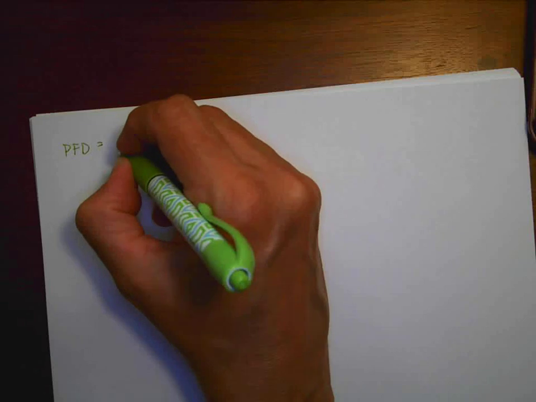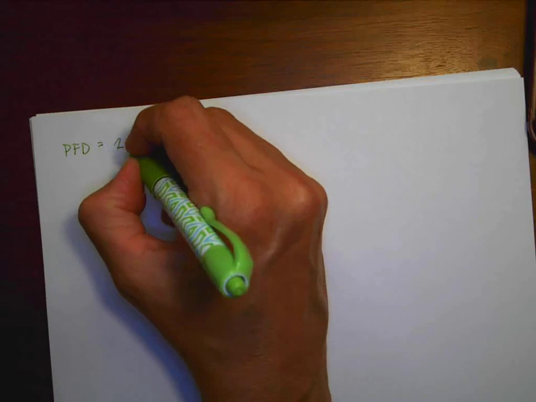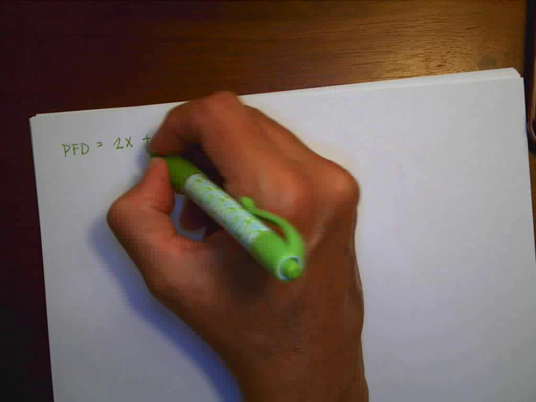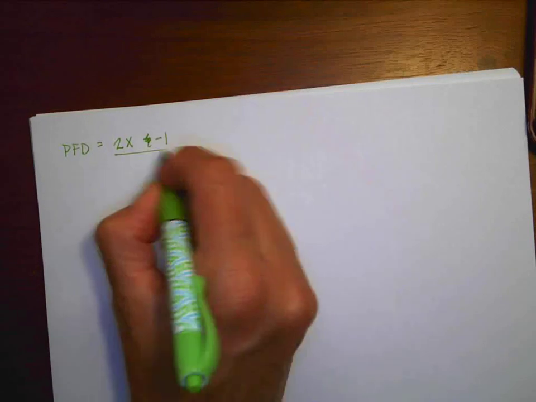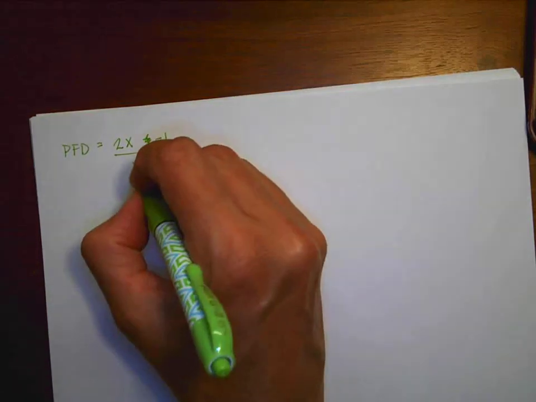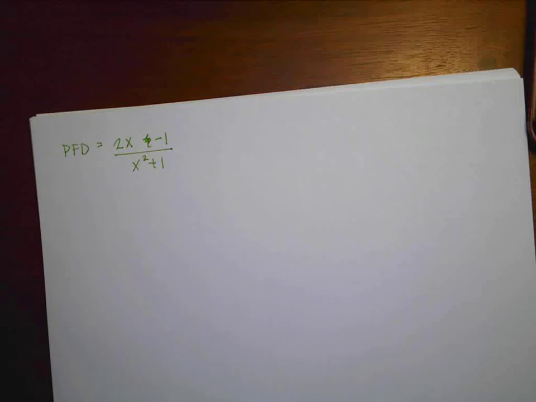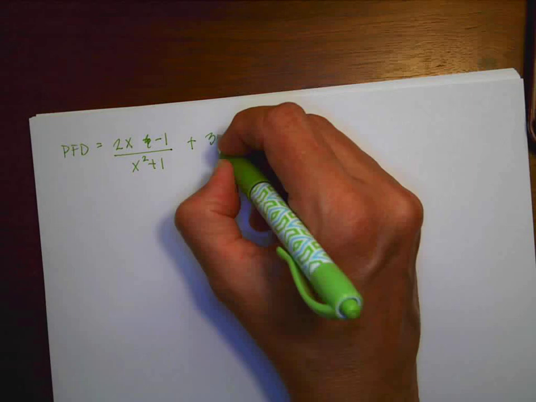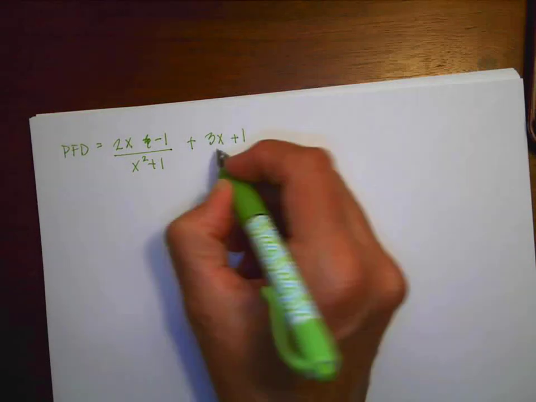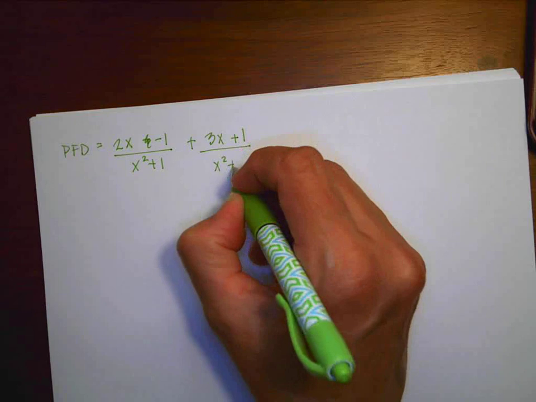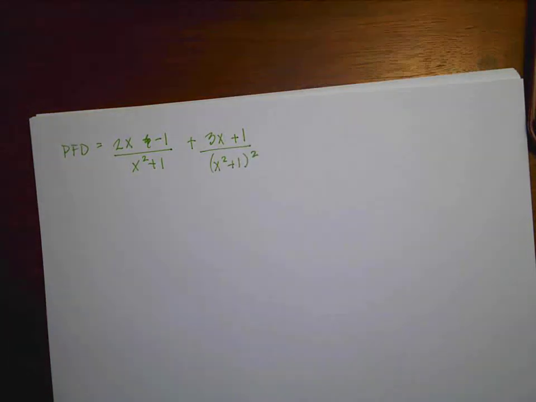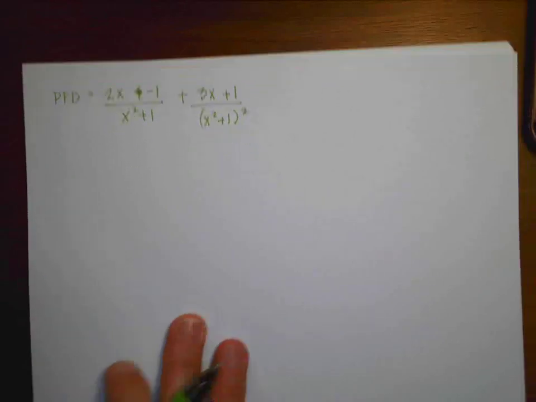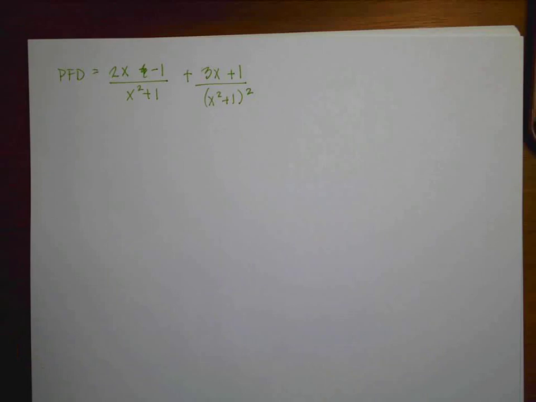So your PFD is going to equal, and it was a, so 2x plus, our b is a -1 over, and that was the x squared plus 1. And then I have a c, my c is 3x plus d over x squared plus 1 squared. So it's actually not that difficult, and occasionally your systems will turn out very politely, and most of the work is already done for you.